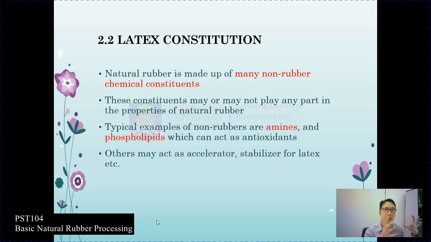So, dalam getah tu sendiri, susu getah tu sendiri, dia bukan ada rubber saja. Dia ada non-rubber juga. So, this non-rubber sometimes acts like an antioxidant, what we call the accelerator, stabilizer, etc. And some of it tak ada fungsi pun, tapi they appear in that latex.